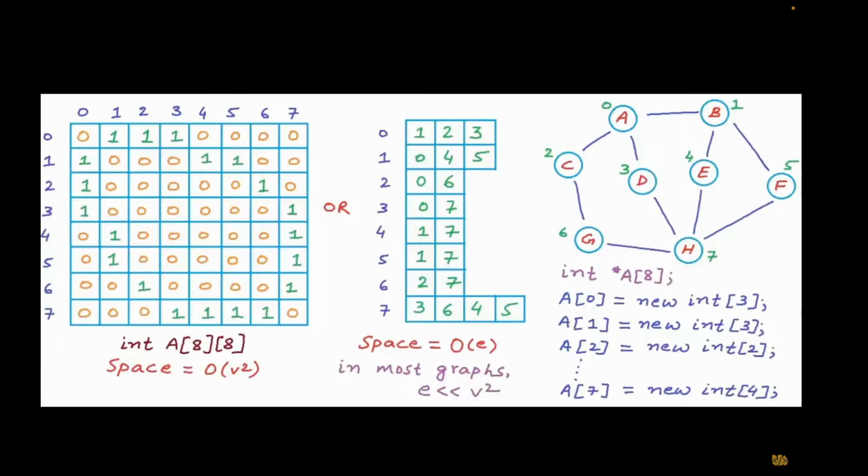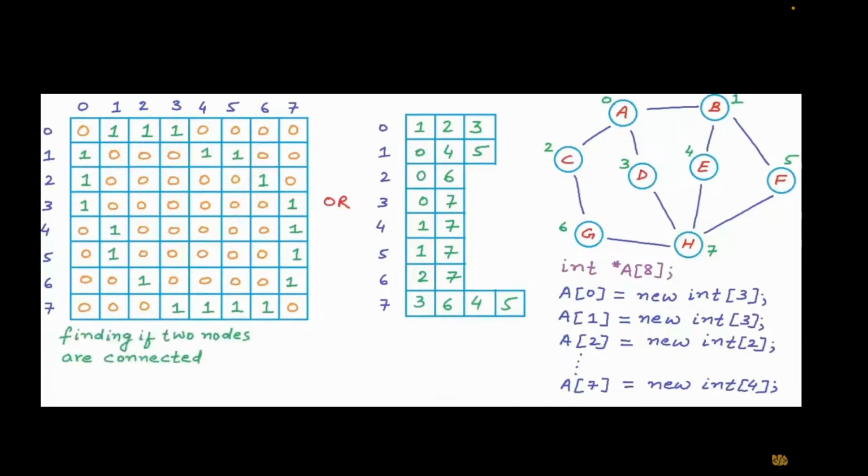Here, for an undirected graph like this one, we would consume exactly 2 into number of edges units of memory. And for a directed graph, we would consume exactly E, that is number of edges units of memory. But all in all, space consumption will be proportional to number of edges. Or in other words, space complexity would be big O of E. So the second structure is definitely better in terms of space consumption. But let's now also try to compare these two structures for time cost of operations.